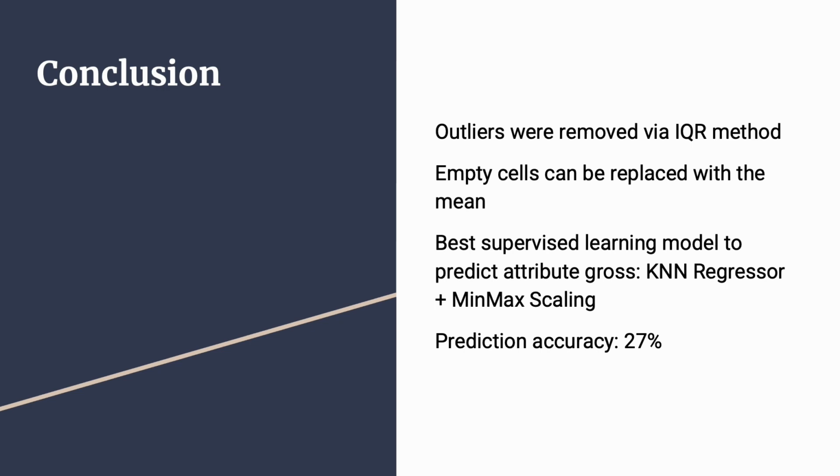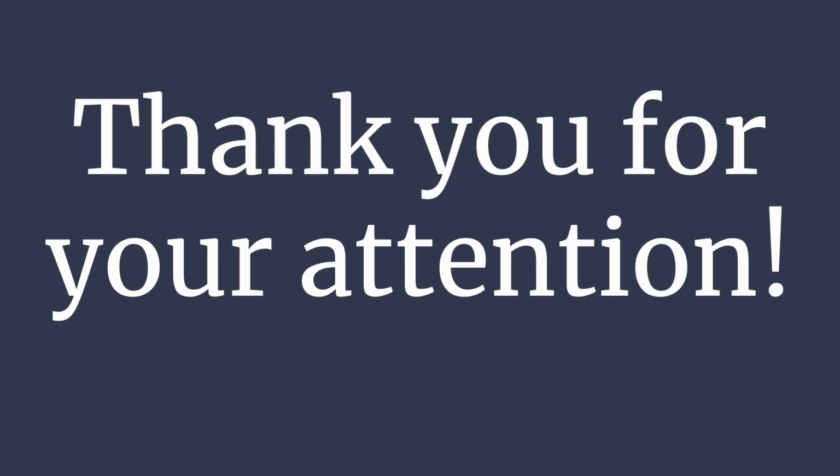So in conclusion, we analyzed data for popular movies from 1980 to 2019. We dealt with the outliers via the interquartile range method, where we replace the outliers with either the maximum or minimum values. Then we explored how the data would behave if we replaced the missing values with the mean, and then finally we chose the supervised learning model, which was KNN regressor plus min-max scaling technique, which gave us a prediction accuracy of 27%.